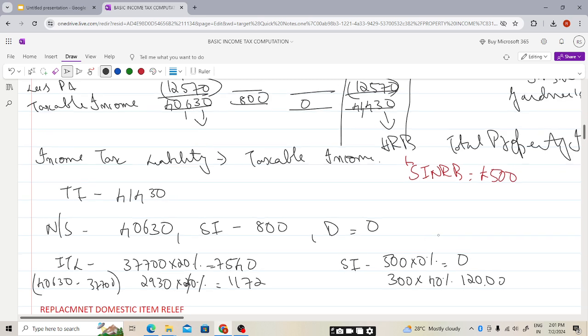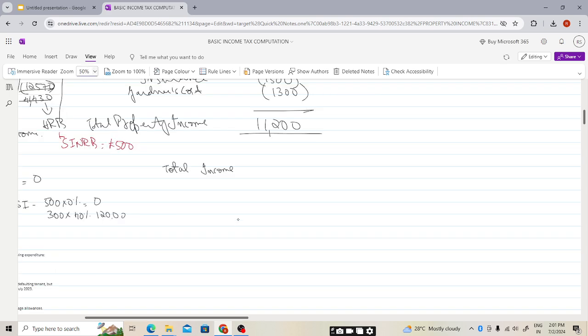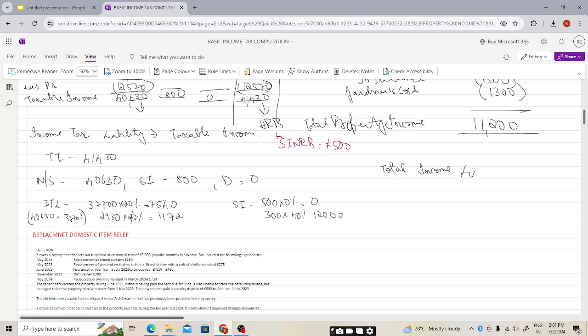So our total income tax liability will be, students, 7,540 plus 1,172 plus 120. This will give rise to 8,832. Now this will be the total income tax liability, less tax relief.